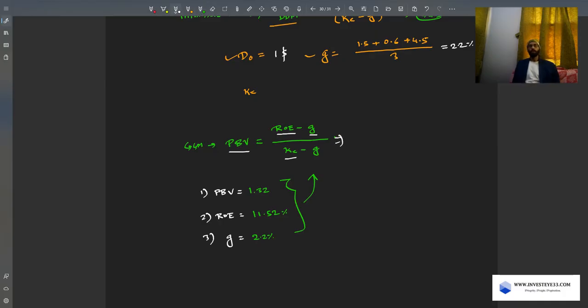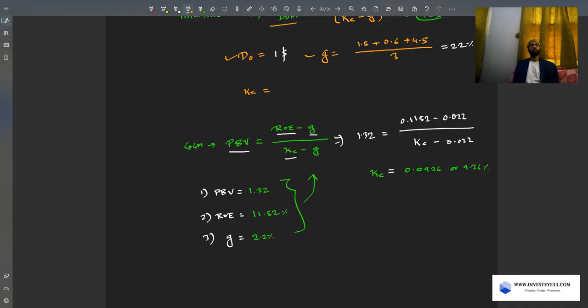So if you derive this equation, then it becomes 1.32 is equal to return on equity, 0.1152 minus 0.022, divided by cost of equity minus 0.022. Let's just derive it. Take out the calculator and you can easily derive it. The cost of equity from this calculation is coming to be 0.0926 or 9.26%. So we have our numbers that we can apply now.